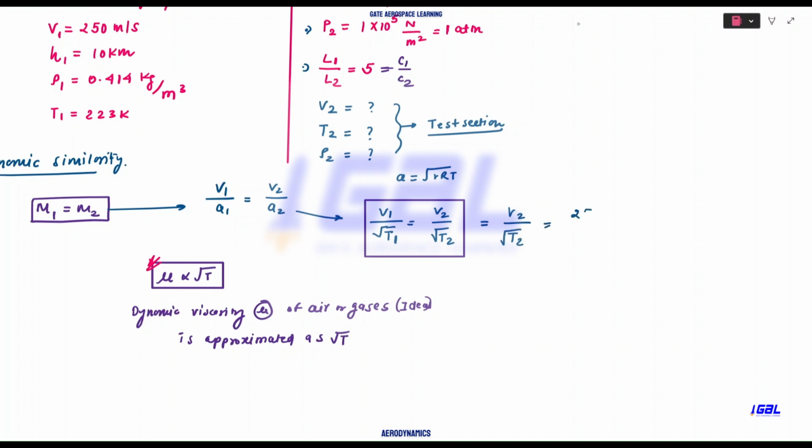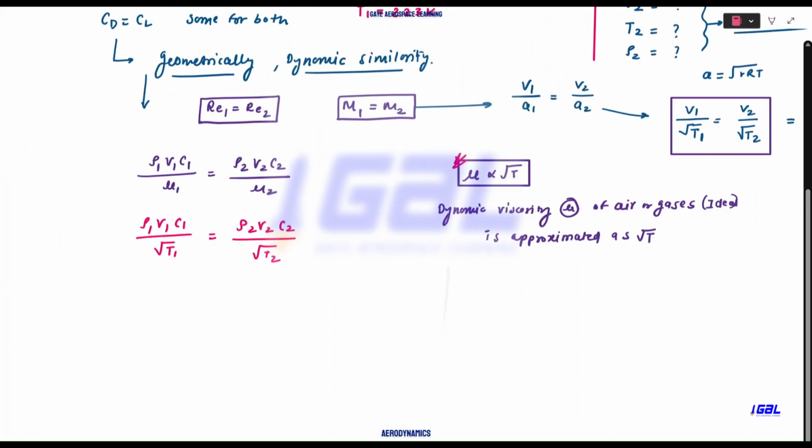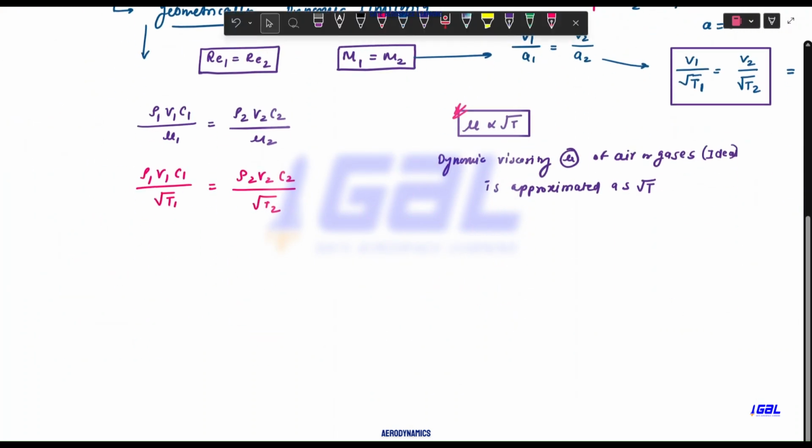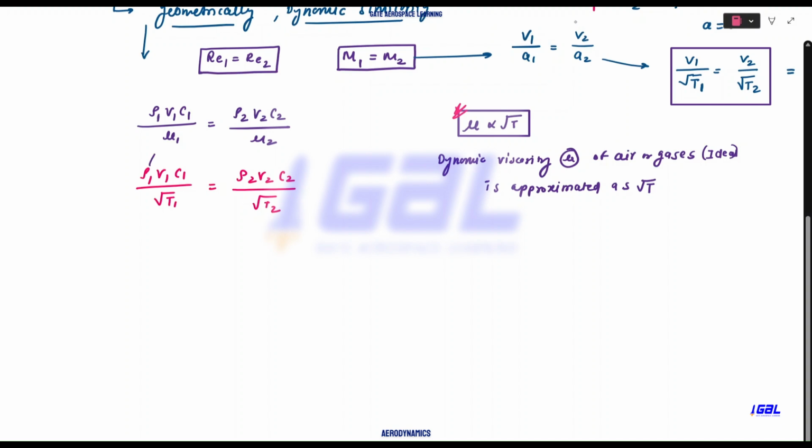So this can be written as 252. If you take the under root of the temperature value, this comes out to be 14.93, and if you solve this, you will get 16.74. Please verify whether you are getting this value or not. Now what we'll do: you have every value provided in the question. You have density, you have velocity, you have characteristic length in terms of C1 and C2, right?